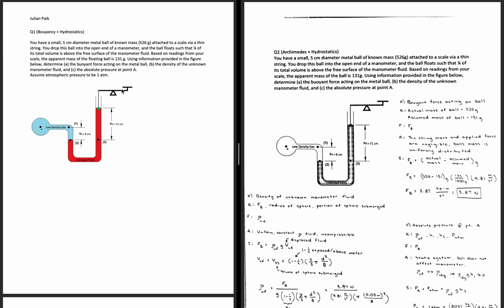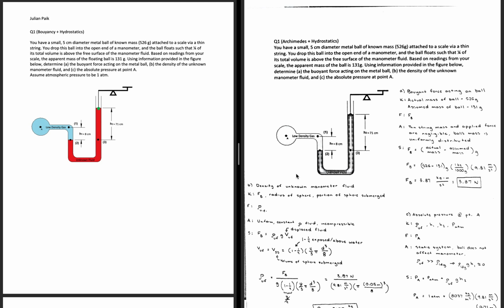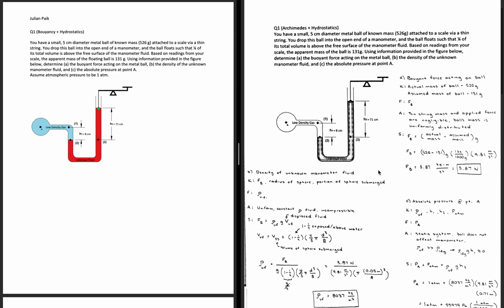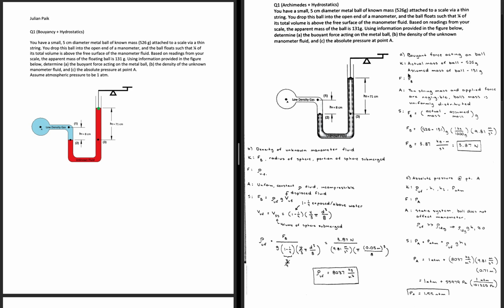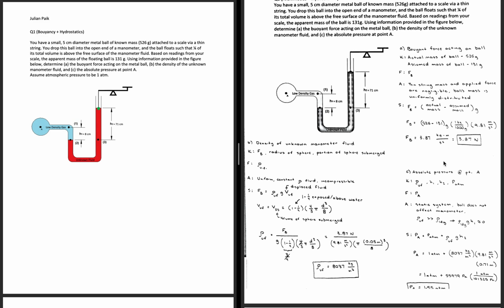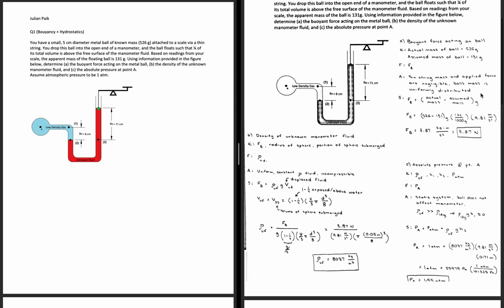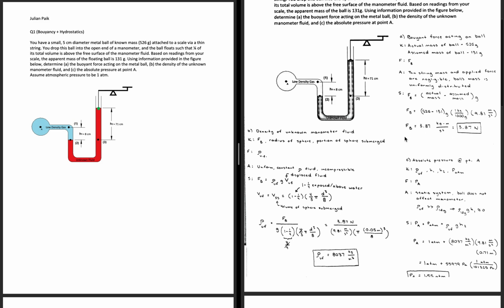Of which is also attached to a scale, and we can calculate the new mass of the ball after being applied a buoyant force. So first, let's go ahead and find the buoyant force acting on the ball from the unknown fluid. The ball initially has 526 grams, but when it's within the fluid, the mass measured from the scale is 131 grams. And so that difference in mass is what's going to be taken into account in calculating the buoyant force. So we're going to multiply that in kilograms times 9.81 as the gravity constant to get 3.87 newtons as the buoyant force acting on this ball.